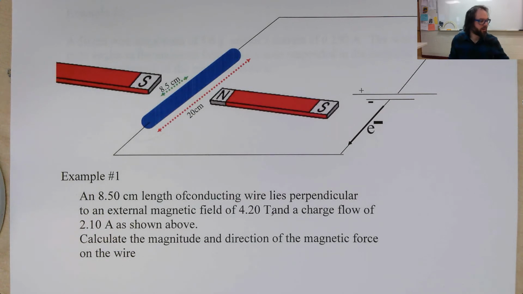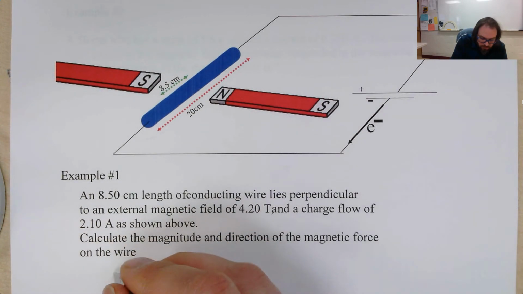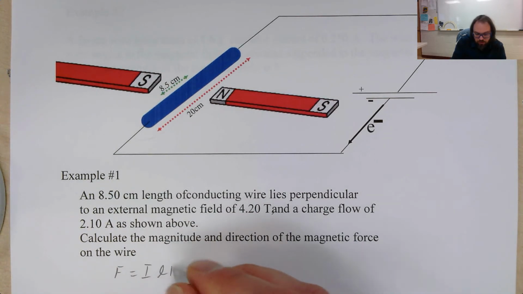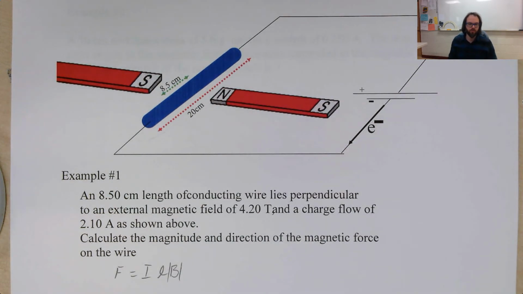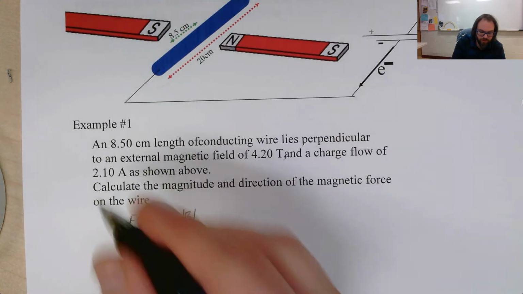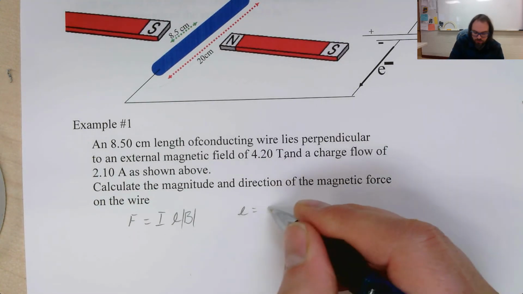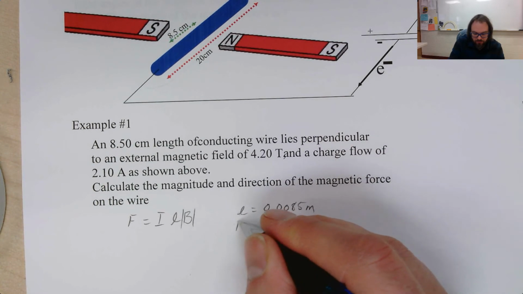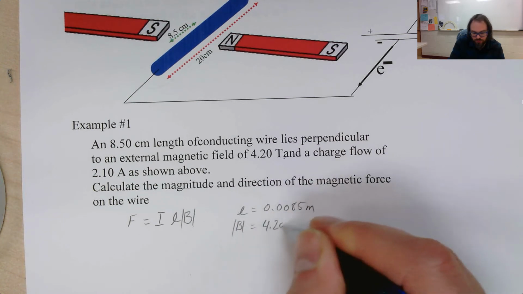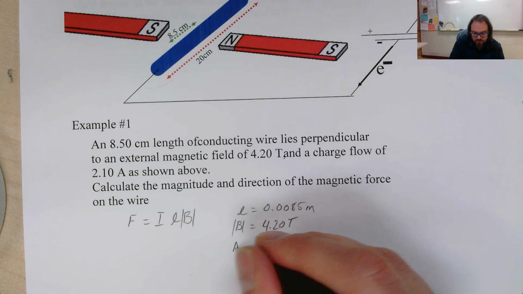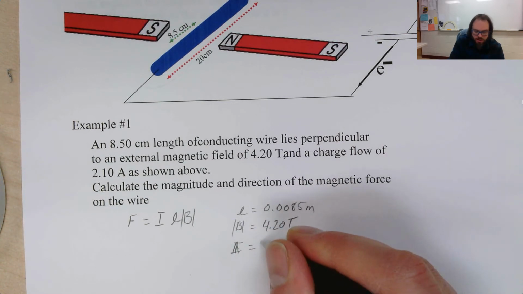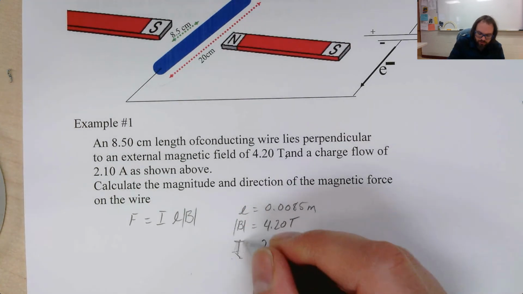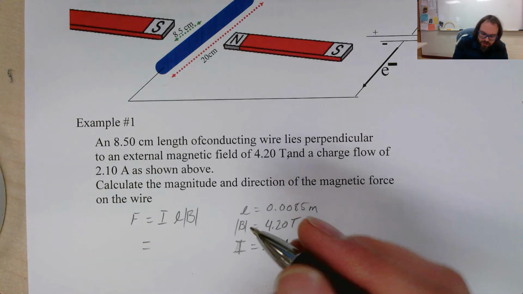We're looking at the formula where my force is equal to my current multiplied by my length of wire multiplied by my magnetic field. Here we know my length of wire is equal to 0.0085 meters. I know my magnetic field is equal to 4.20 Teslas, and I know my current is equal to 2.1 amps. So let's plug everything in here to find my force.